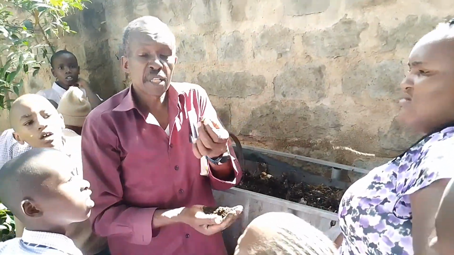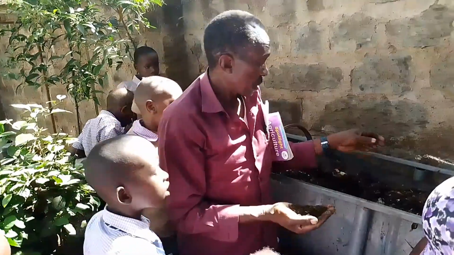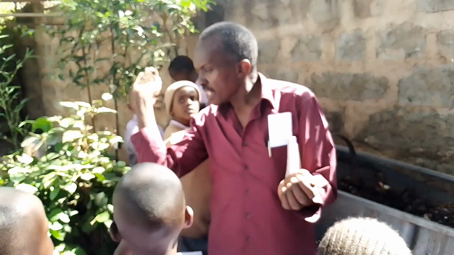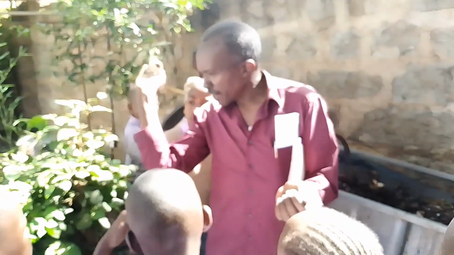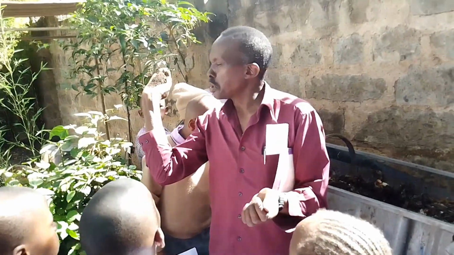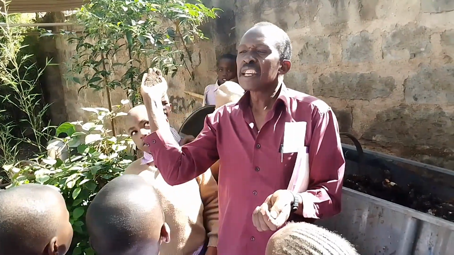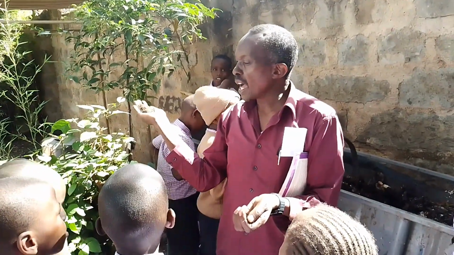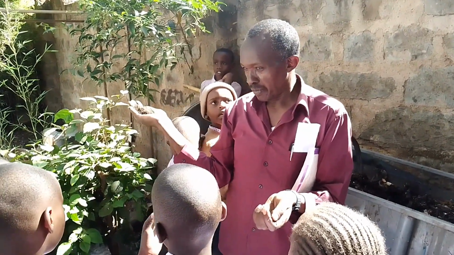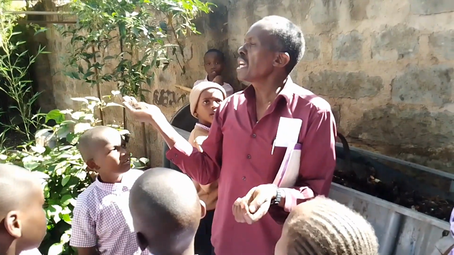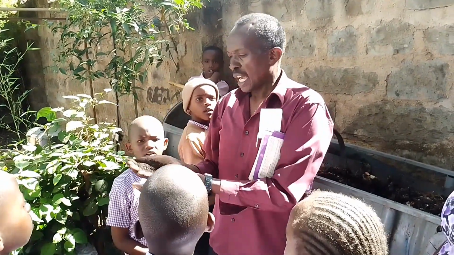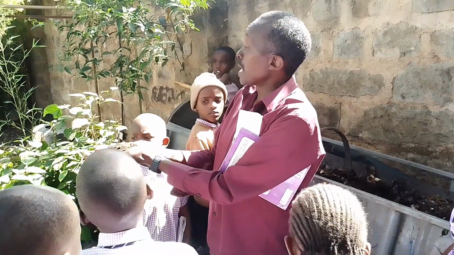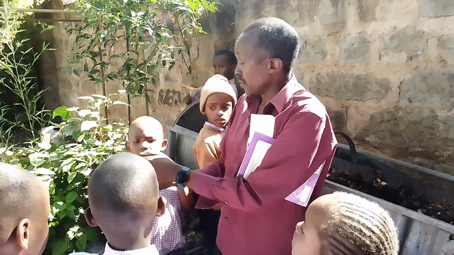So you can see, in Malava, in Juja, in Madare, if we collected all that waste coming from the kitchen and we put very many worms, they are going to eat the waste and they are going to produce fertilizer like this manure. This manure is very good.